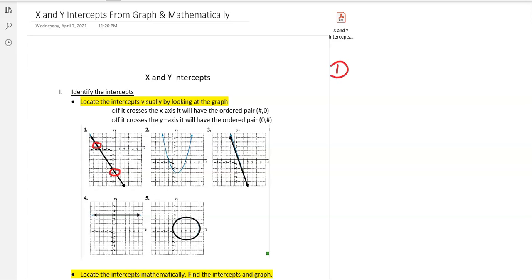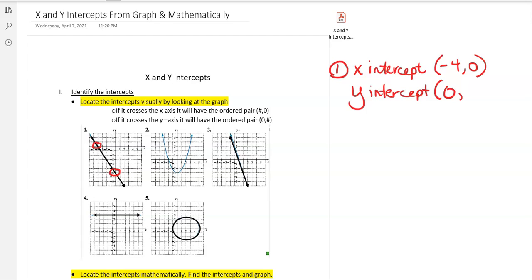So for number 1, our x-intercept, remember our pattern. If we're doing the x-intercept, we will have the x value first. That crosses at -4, and then you have a 0 in the y spot. For the y-intercept, we have a 0 in the x, and it crosses at -6 on the y.